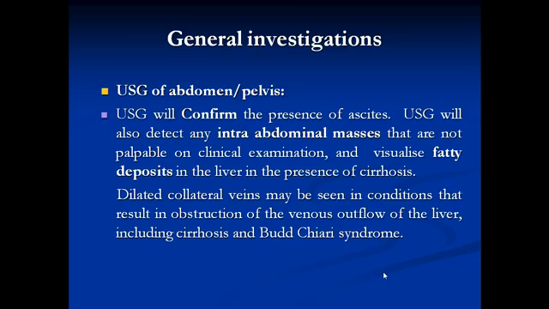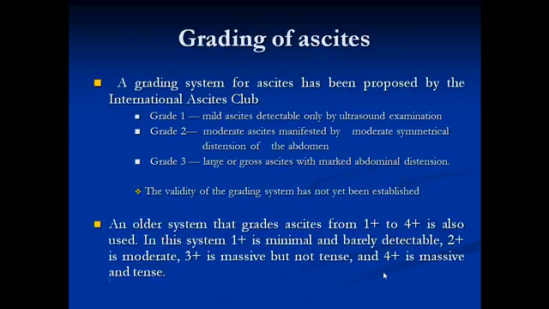Ultrasonography of abdomen and pelvis. Ultrasonography will confirm the presence of ascites. Ultrasonography will also detect any intra-abdominal mass that is not palpable on clinical examination. So ultrasonography is very much important for us. Grading of ascites: grade 1, mild ascites detectable only by ultrasonography. Grade 2, moderate ascites manifested by moderate symmetrical distension of the abdomen. And grade 3, large gross ascites with marked abdominal distension.